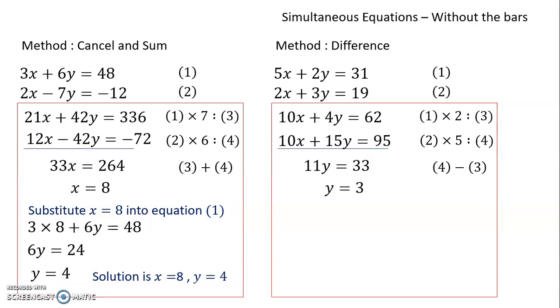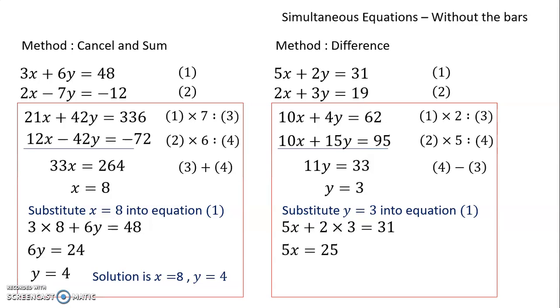And now I can do my substitution. Now in this case, it really doesn't matter which equation you choose to do your substitution into. I've gone for equation 1. So 5x add 2 lots of 3 is equal to 31. 2 lots of 3 is 6, so I'm going to subtract 6 from both sides. That gives me 5x equals 25. Divide by 5 gives me x equals 5. So my solution is x equals 5, y equals 3.